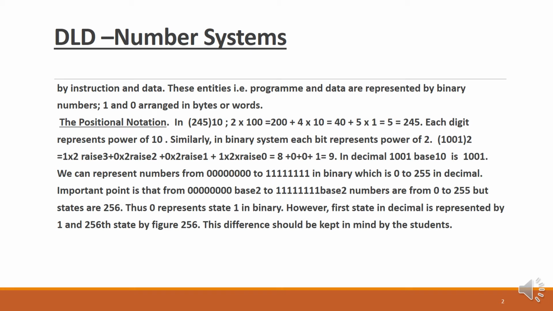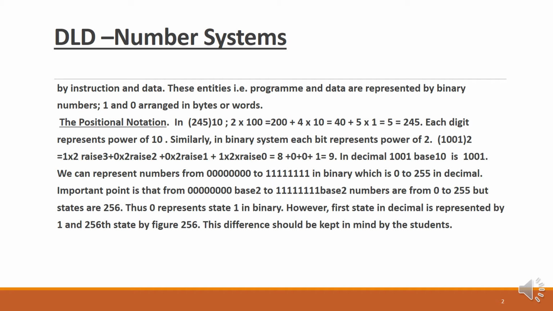Now there is an important point here. That important point is that the binary numbers from 00000000 to 11111111 are, in decimal system as we put it, 0 to 255, but the states are 256. Because in decimal system we say the state starts from 1. We start counting 1, 2, 3, 4. We say, okay, give me 1 rupee. We never say give me 0 rupee. But in binary system, the first state is 0. It is not 1. That is what you have to remember.